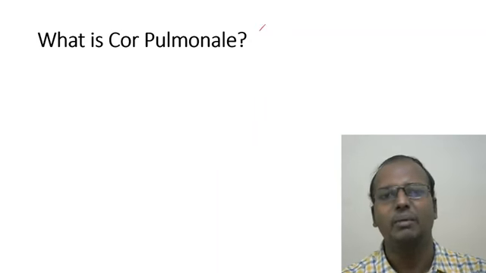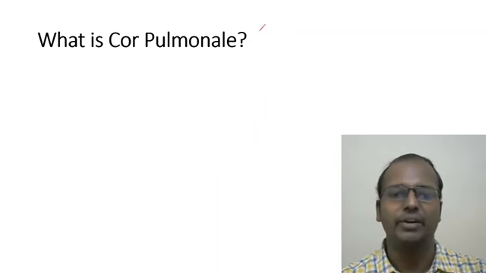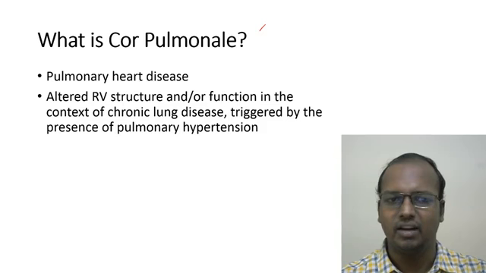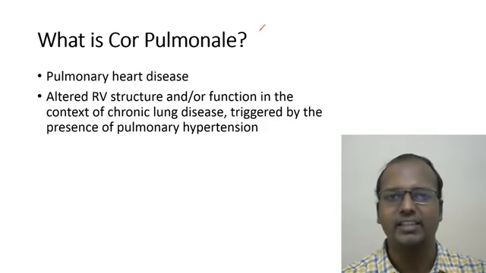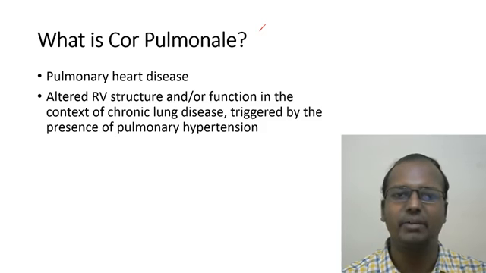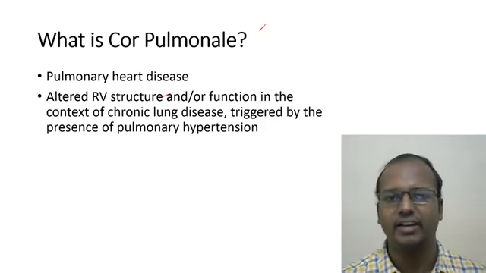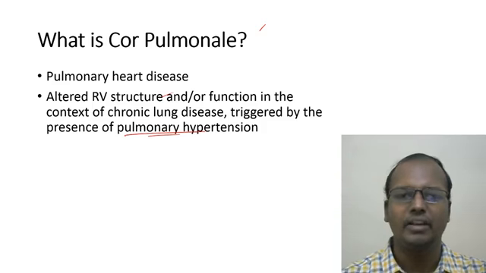What is cor pulmonale? What is the relevance with pulmonary hypertension? Cor pulmonale is also called pulmonary heart disease. It is the altered RV structure or function in the context of chronic lung disease, triggered by the presence of pulmonary hypertension. Simple definition: lung disease causing heart failure. And it is triggered usually in the presence of your pulmonary hypertension.